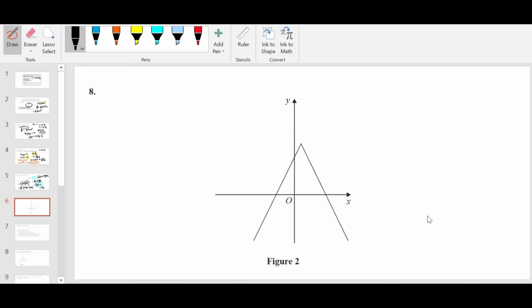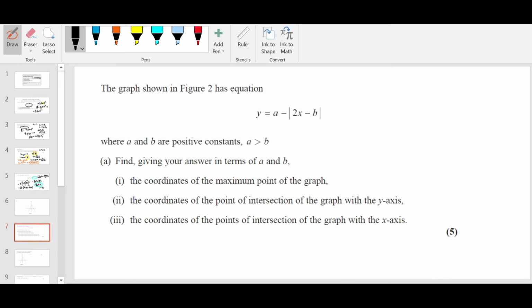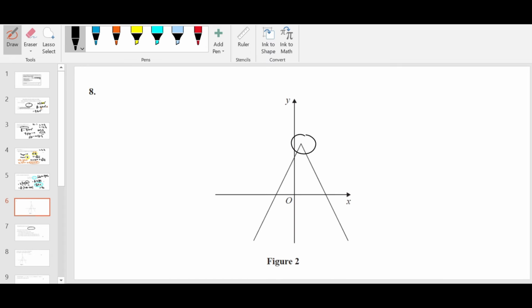Question number 8 now. We have a modulus function given, the graph representing the modulus function. Let's read the question. The graph shows a figure with the equation y is equal to a minus modulus 2x minus b, where a and b are positive, a is bigger than b. Okay, find, giving your answer in terms of b, the coordinates of the maximum point of the graph. If you look at the graph, the maximum point is the same as the vertex.